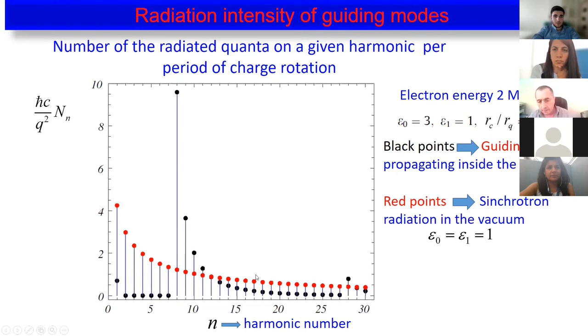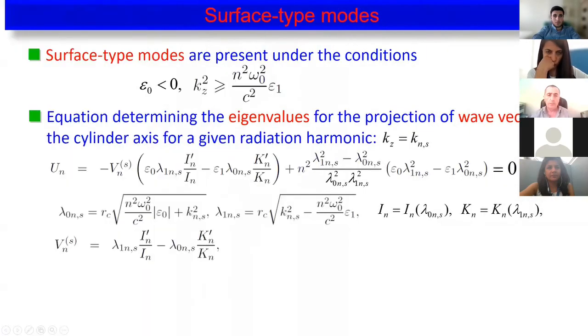These red points correspond to the radiation when you have just vacuum. This is the usual synchrotron radiation. And these black points correspond to the case when the dielectric cylinder is present. You can see that, and this is the harmonic, on some harmonics you can have an essential increase of the number of radiated quanta. This means that in this case we have some modes which propagate inside the dielectric waveguide. These are guided modes, and you can have an essential increase related to the presence of this dielectric waveguide. But the main point for me here is the radiation of surface type waves.